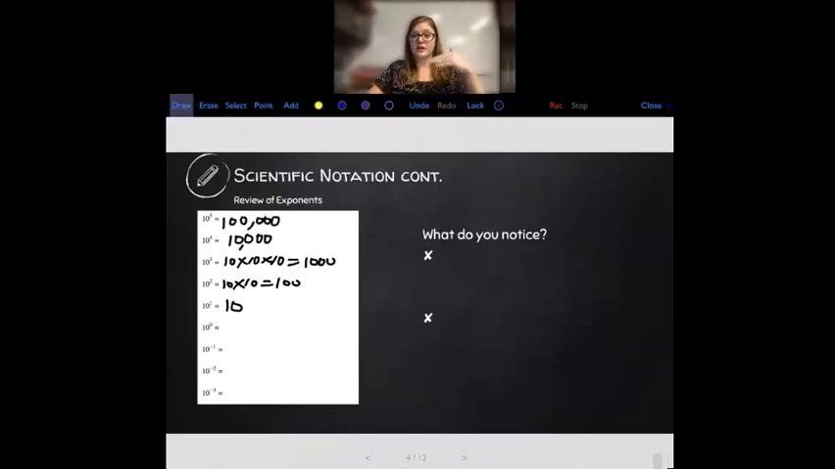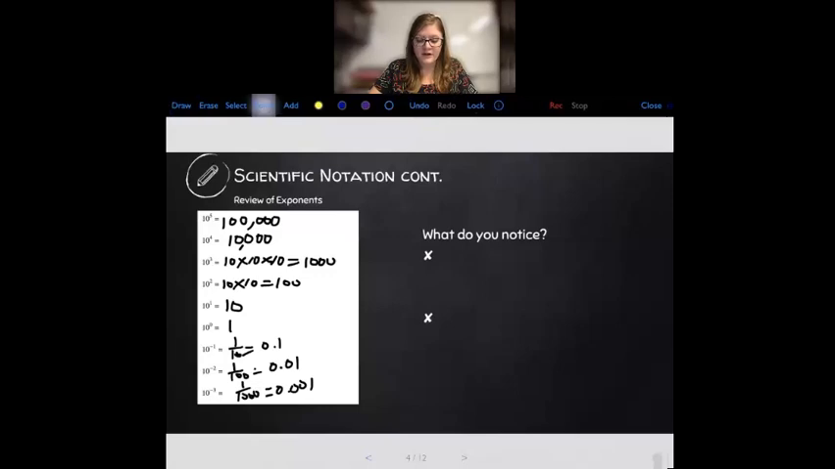Okay, so that's going up in powers of 10, and going the other direction, remember anything to the 0 power is 1. 10 to the negative first is 1 over 10, or 0.1. 10 to the negative second is 1 over 100, or 0.01, and 10 to the negative third is 1 over 1,000, or 0.001. Okay, so a couple of things to notice here is that negative exponents cause us to think about fractions, or in this case, decimals might be more helpful for what we're doing.